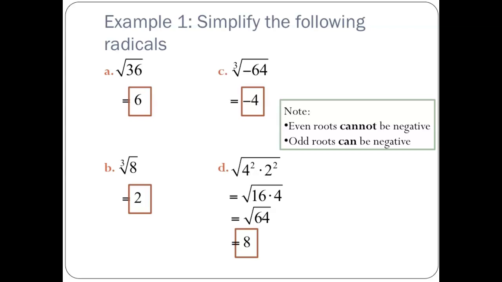Odd roots, however, can be negative, because if you're multiplying a negative number by itself an odd number of times, that's going to be negative, whereas multiplying it by itself an even number of times is going to be positive. So odd roots can be negative.